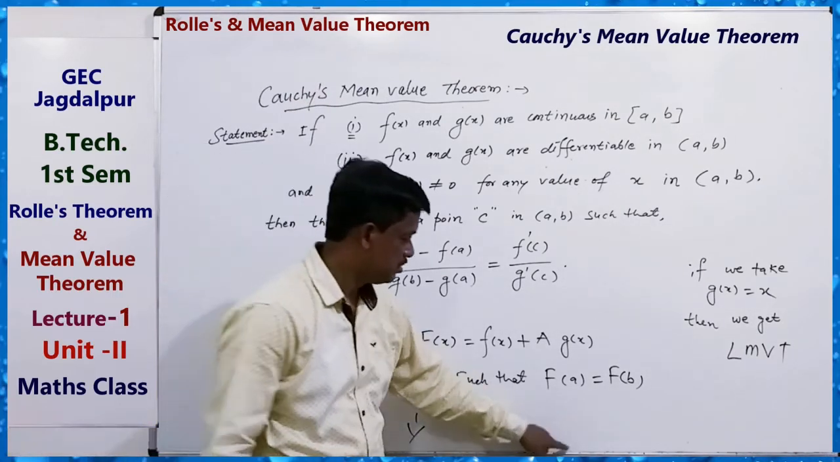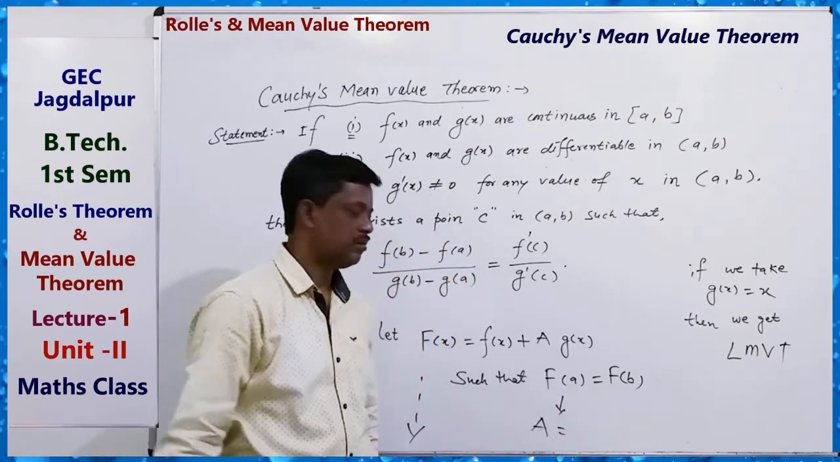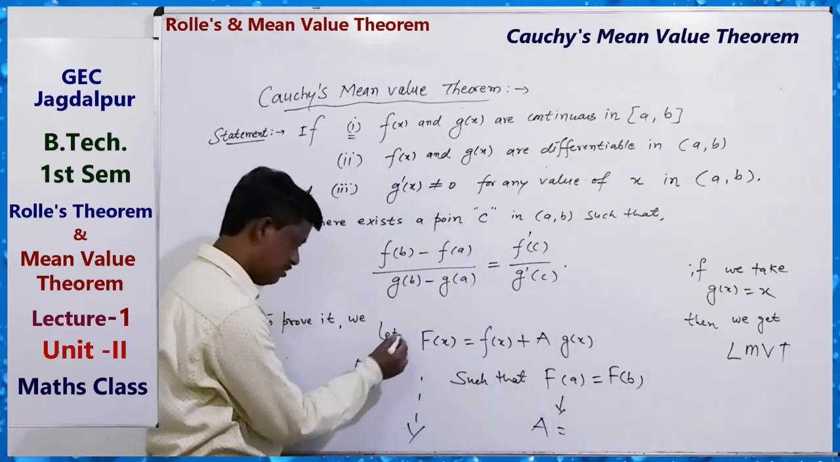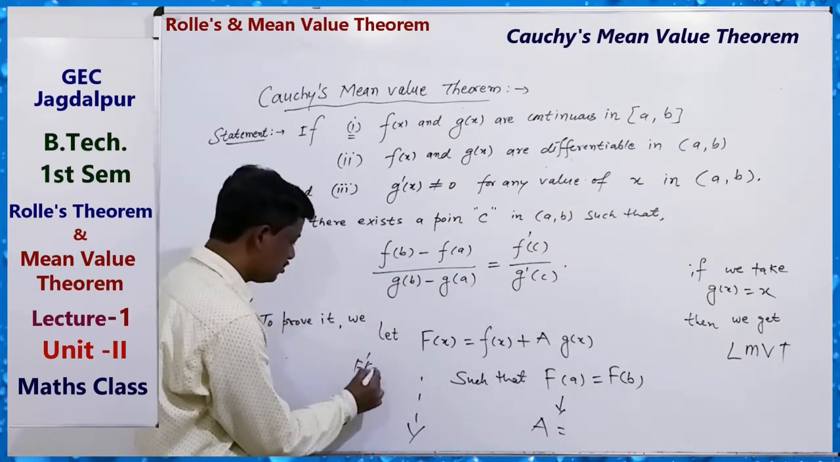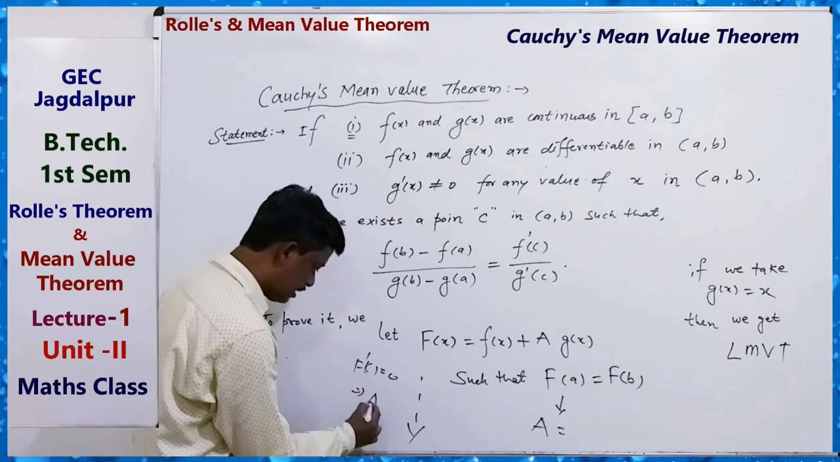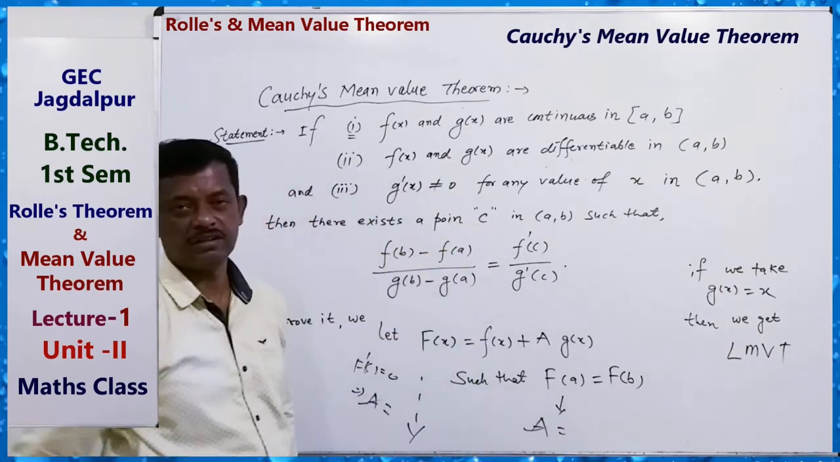From here, solving this, you can get a value, and f dash c will satisfy the Rolle's theorem condition, so f dash c equals 0. From here also you can get a, and equating this to a, you can get this result.